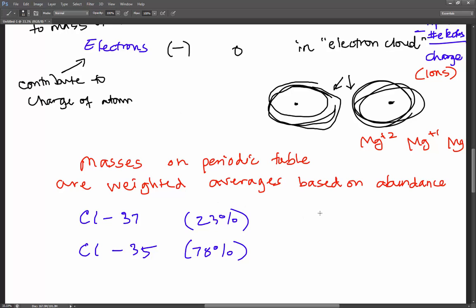So the best way to solve this problem is to take the mass of each isotope and multiply it by the abundance that's given. So I'm going to say, look, I've got the mass of 37, and at 23%, I'm going to multiply that by 0.23. And then I'm going to add that to the mass of the next isotope multiplied by its relative abundance. So I'm going to add that to 35 multiplied by 0.78, 78%. And I can do this with as many stable isotopes as exist for a substance.